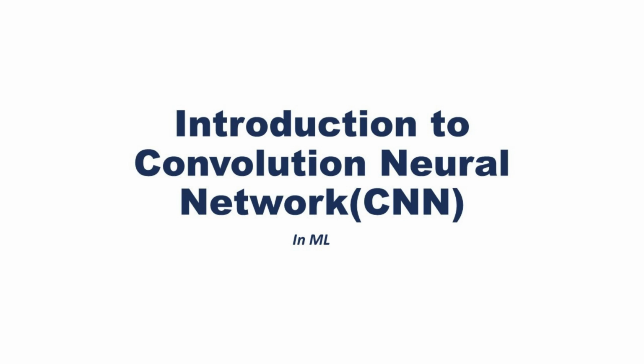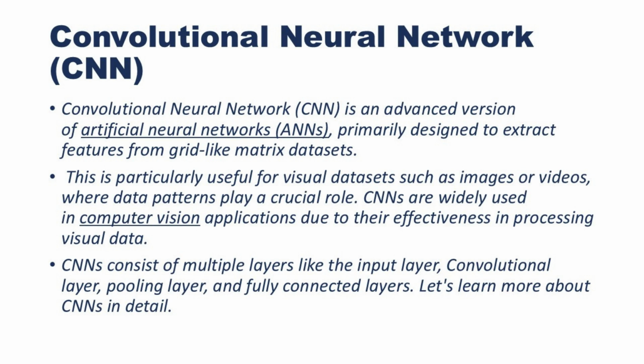Hello everyone. In this video, we will learn about convolutional neural networks, also called CNNs, in a simple way. CNN is a type of machine learning model. It is mainly used to work with images and videos. CNN is an advanced form of artificial neural network. It is specially designed to understand visual data.